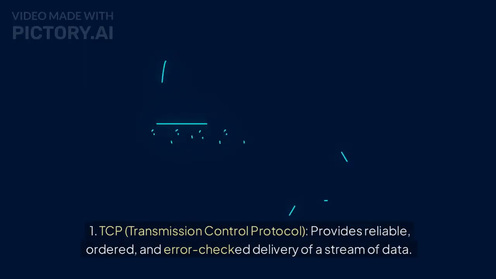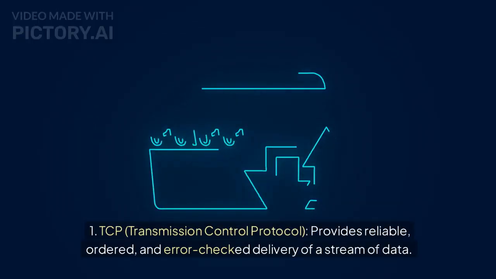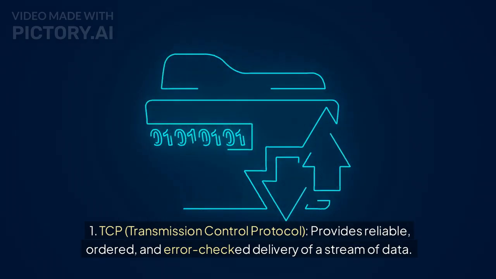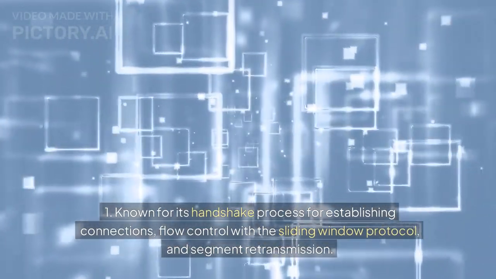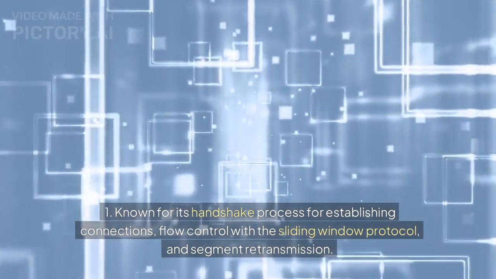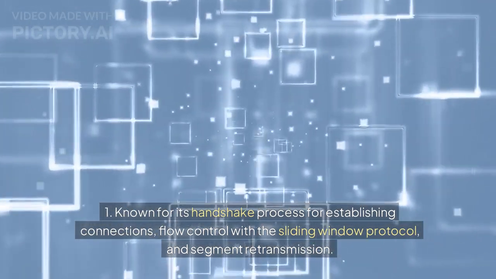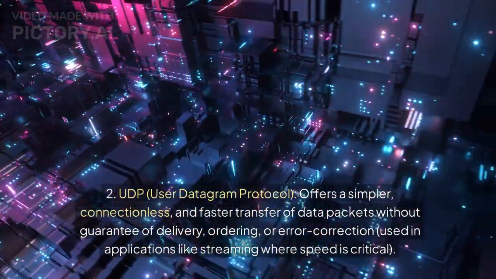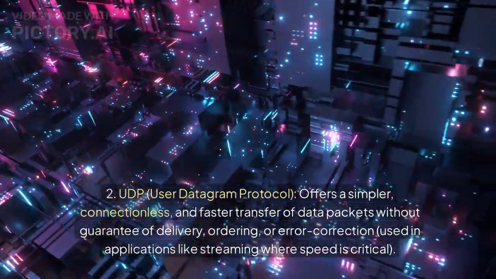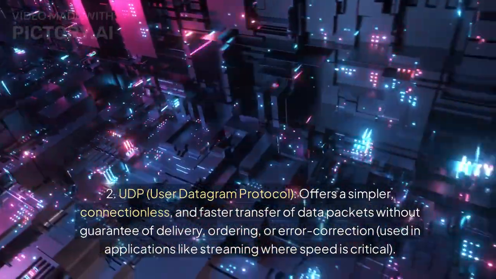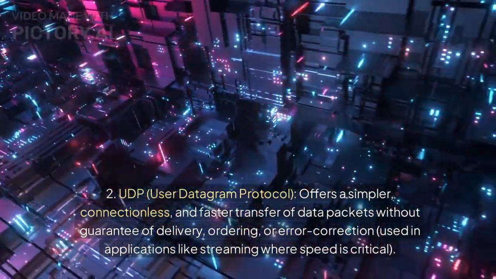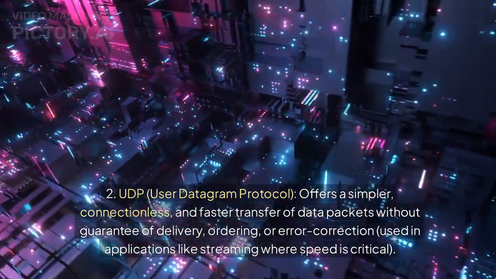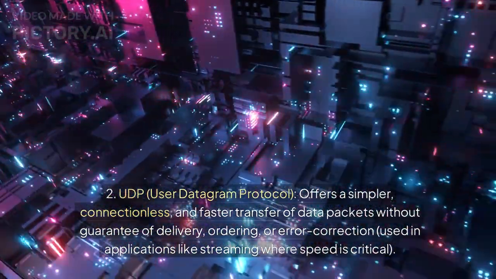Protocols. 1. TCP, Transmission Control Protocol, provides reliable, ordered, and error-checked delivery of a stream of data. It is known for its handshake process for establishing connections, flow control with the sliding window protocol, and segment retransmission. 2. UDP, User Datagram Protocol, offers a simpler, connectionless, and faster transfer of data packets without guarantee of delivery, ordering, or error correction, used in applications like streaming where speed is critical.